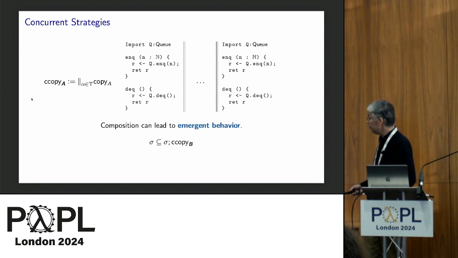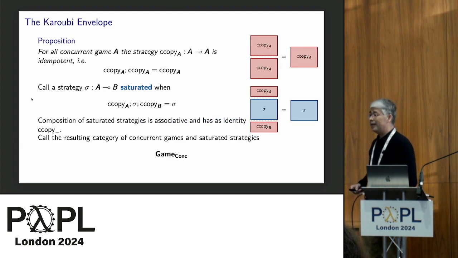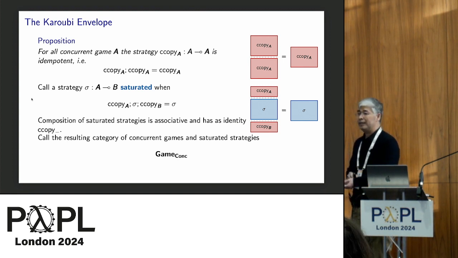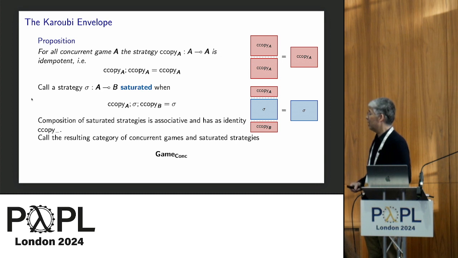So the idea is that when you don't have compositionality, when you don't have identity, one of the common techniques used in the category theory community is to use something called the Karoubi envelope. So it turns out the concurrent copycat I just talked about is idempotent. So if you can prove a concurrent copycat composed with 2 copies is equivalent to 1 copy, there's only that much interleaving you can create. So you do 2 versions.